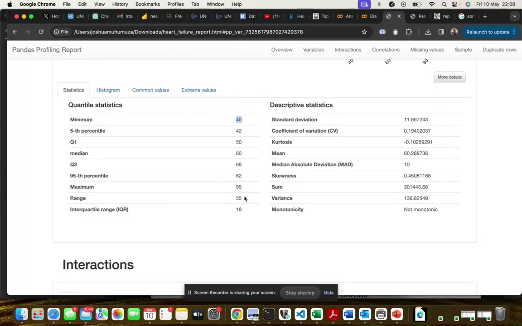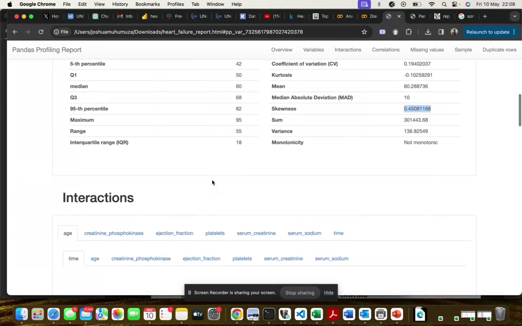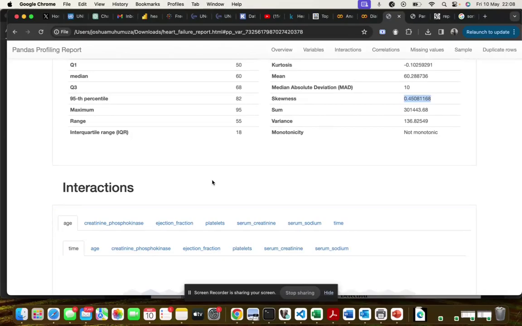For my dataset, the highest observation I have is for a patient of 95. You can look at other metrics like the percentile, quartile range, and all that. The mean distribution: most of our data is at 60 years of age. We have most of our entries there. And the skewness of the data, you can see it's close to zero, so it's not left or right skewed. These descriptive statistics can really help you understand the data.